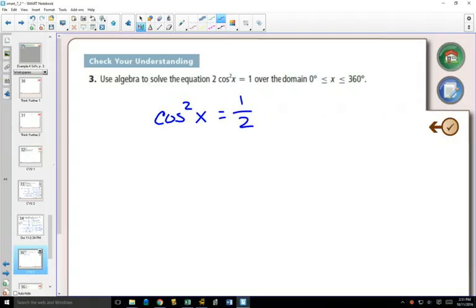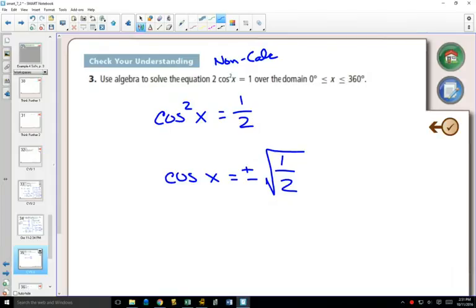Square root both sides. And we have to remember that when we do square root both sides, whenever you do that, you have to have plus or minus, because it could have been positive or negative. This would be a non-calculator question, and at this point, it's a little bit hard, because we got the square root of 1/2. Now, if you simplify this, this is the same as square root of 1, which is just 1, over the square root of 2.